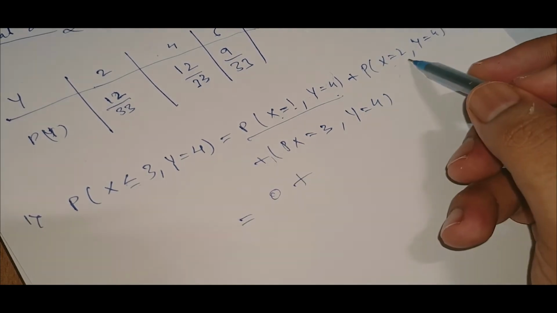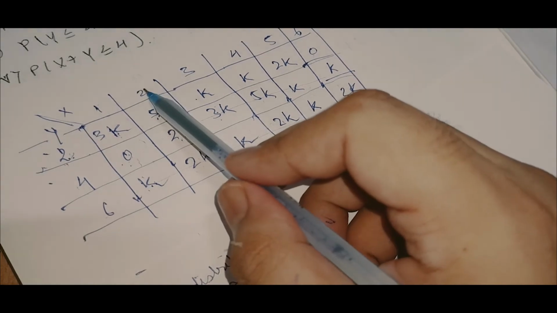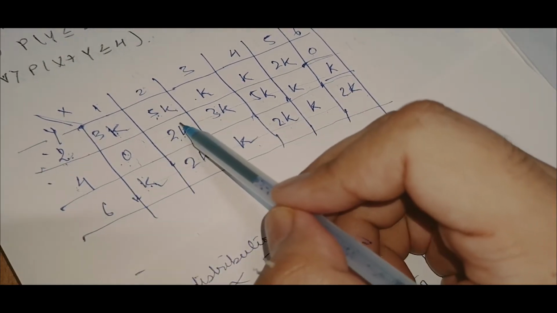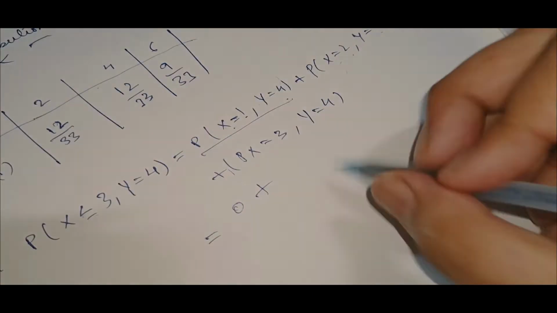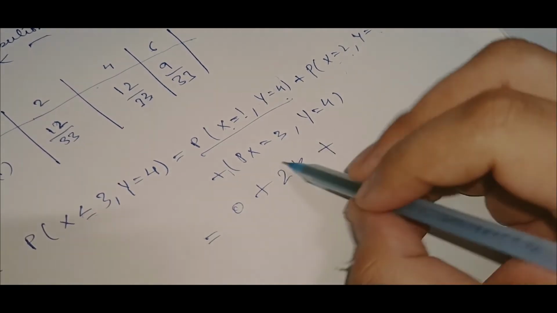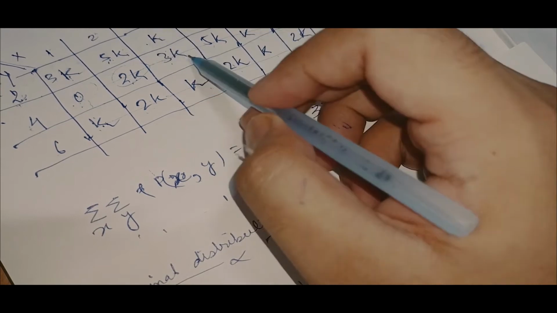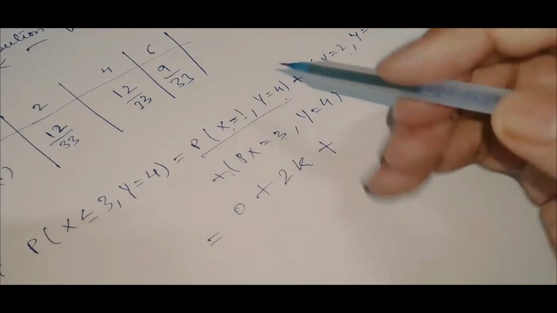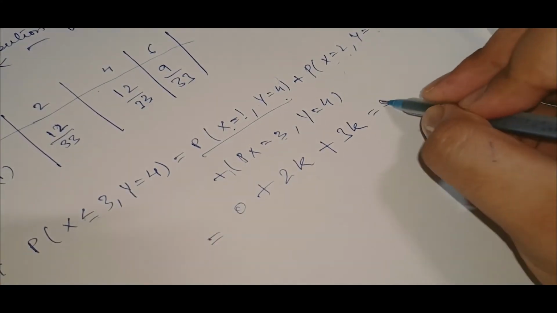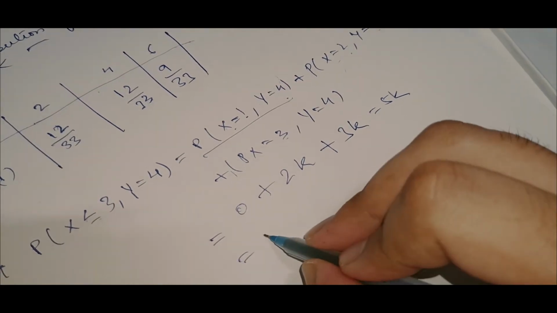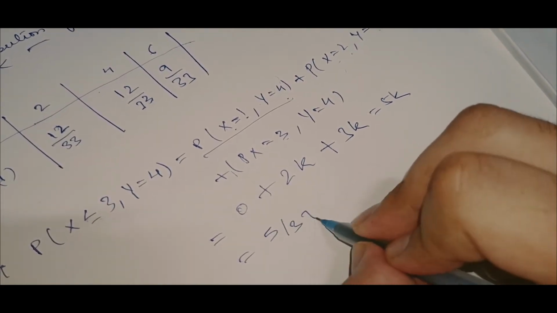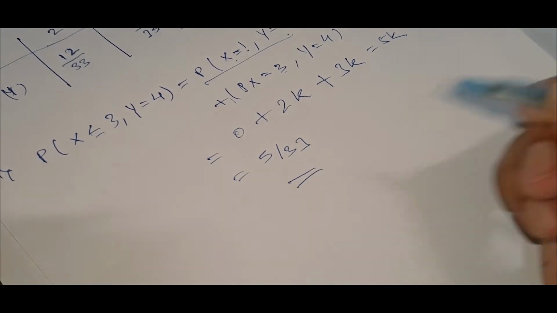Plus x equals 2, y equals 4. What is the value? 2k. So here we would write 2k. Plus x equals 3, y equals 4: 3k. So here we would write 3k, that is 5k. So what is the value of k? It is 1 by 33. So the answer would be 5 by 33.